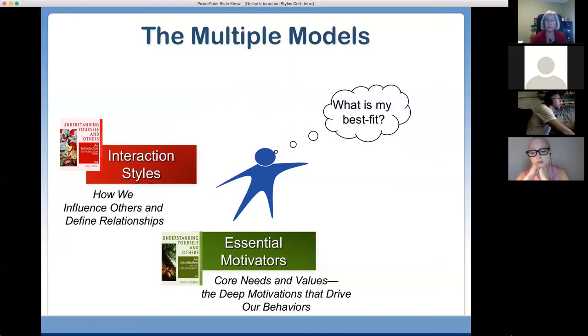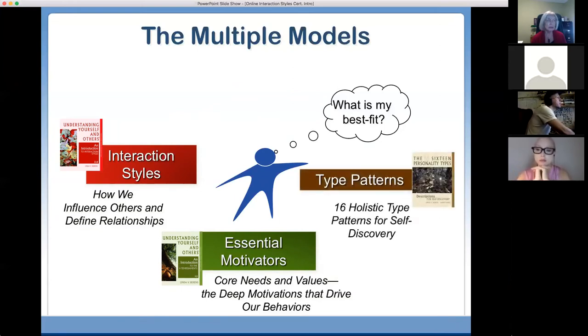So we have 4 interaction styles that can express 4 different essential motivator patterns, and that can get us to 16 personality types or 16 holistic type patterns. And the resource we use is this book of self-discovery descriptions based on interviews. And we ask people one question: what's it like to be you?